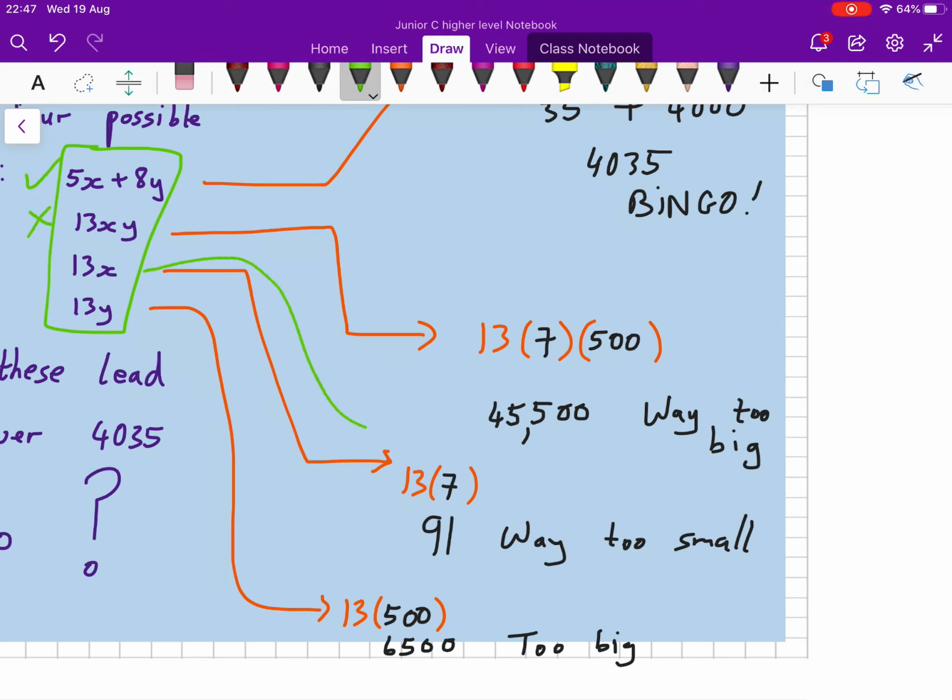13x in the same way. That's just 13 times 7, which is 91. It's far too small. We know the answer should be 4,035. So we can see our third answer is wrong. And the 13y, 13 times 500, is 6,500. It's too big. So again, just not getting the answers we need. So we can see that that last answer is also wrong.